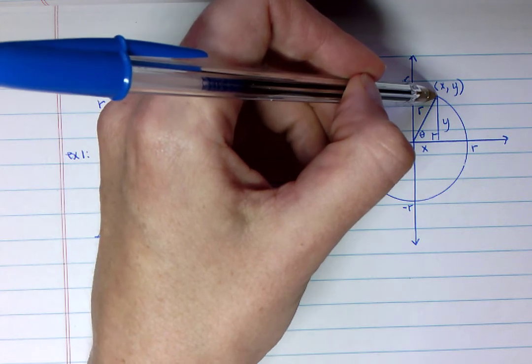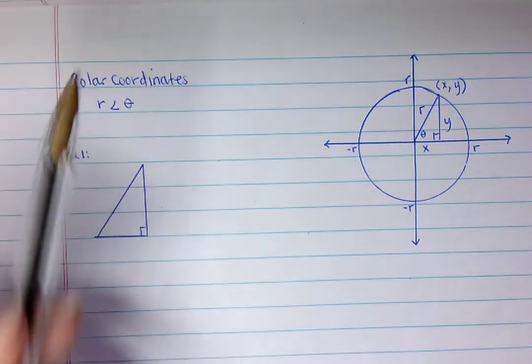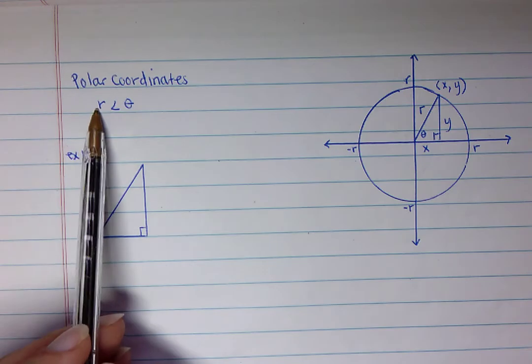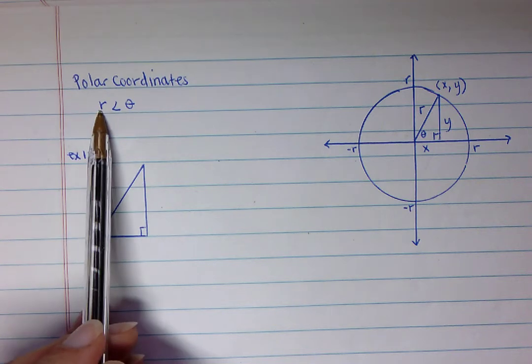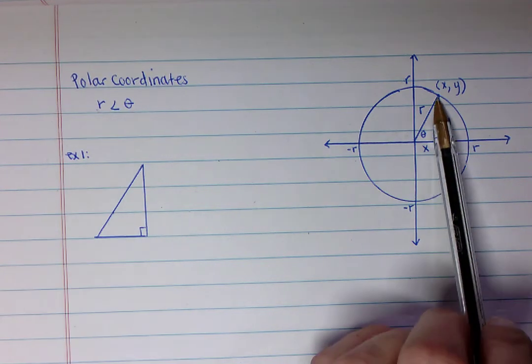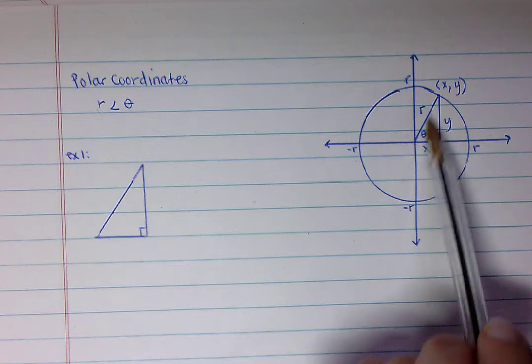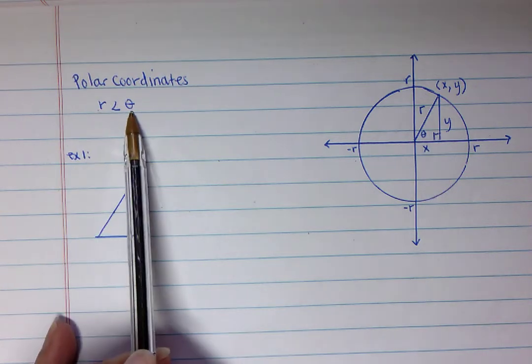So we say that we're using polar coordinates when we designate the location of a point using an angle and a distance. This is your distance, r. It's the radius of the circle that's formed with your triangle. So r is the radius, and theta is your angle.